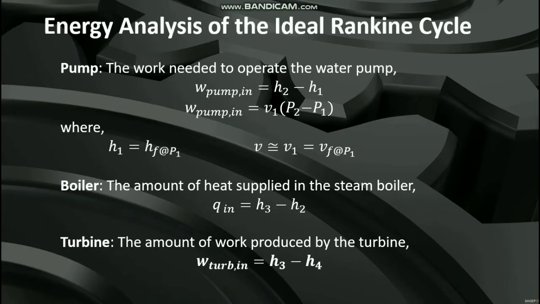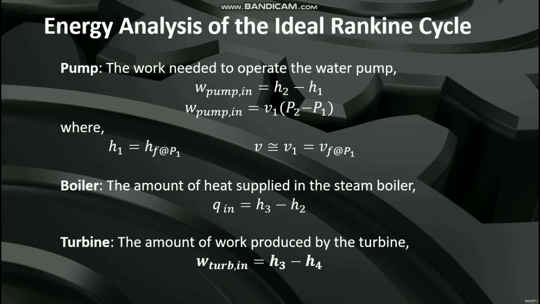Let's go to the energy analysis of the ideal Rankine cycle. For the pump, the work needed to operate the water pump is work pump in equals the difference of the enthalpy between point 2 and point 1. Work pump in could also be solved by using the specific volume at point 1 times the difference between the pressure at point 2 and point 1, where h1 equals hf at point 1 and v1 equals vf at point 1.